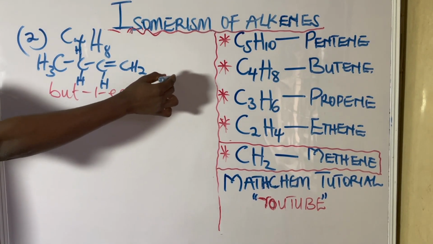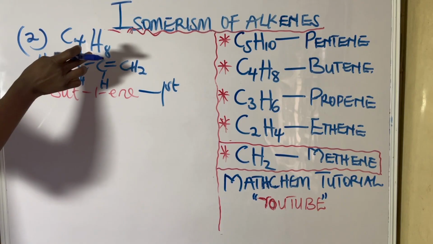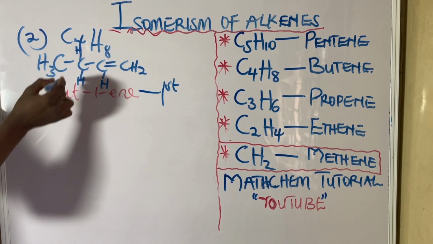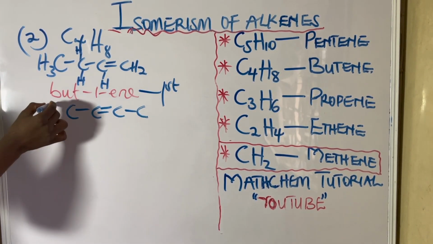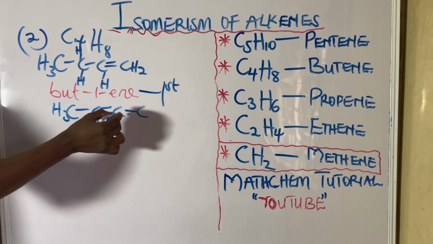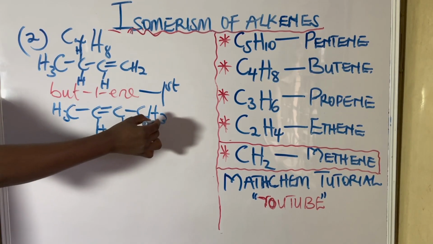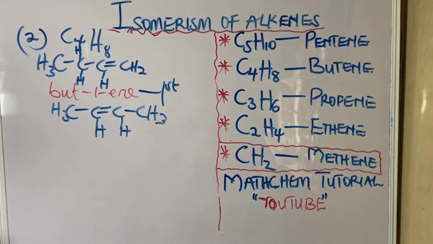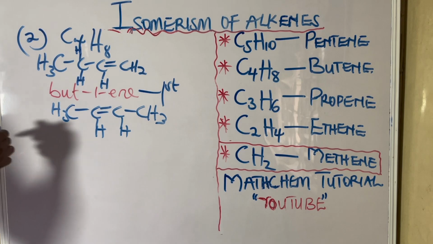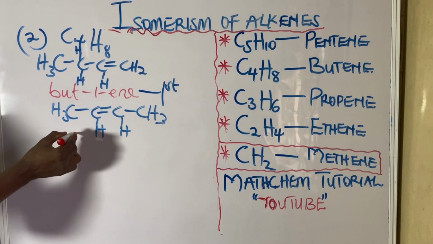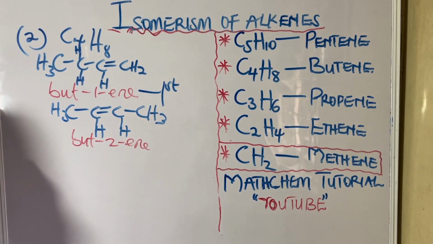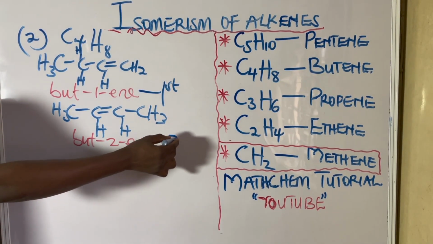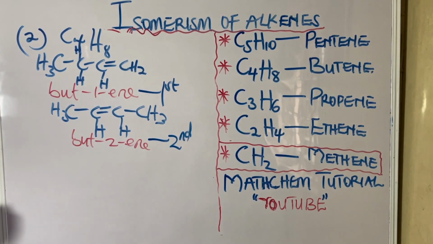This is the first. And if I have my double bond here, that'll be C C C C. I have my double bond here. This is CH3, this is CH, this is CH, and then this is CH3. So looking at this, this is but-2-ene, and this is my second isomer.